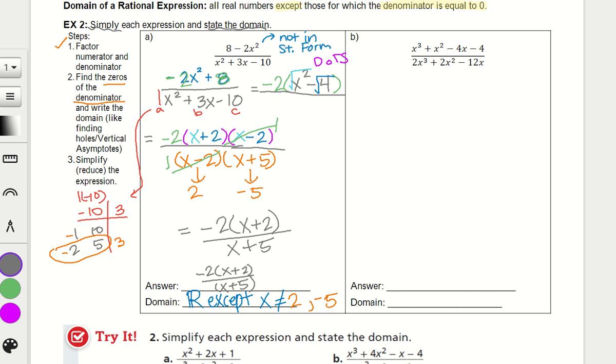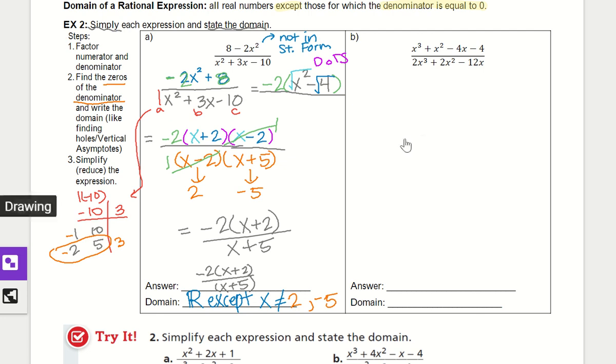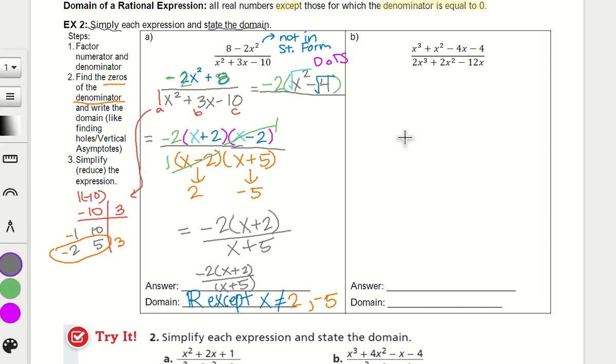Okay, so now we're going to simplify something else, but the procedure is staying the same. So we're going to factor our numerator and our denominator first. So if I look at this, I'm going to kind of separate this out because these are a little more complicated. So for my numerator, I need to factor x cubed plus x squared minus 4x minus 4.